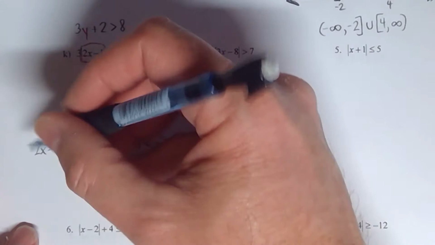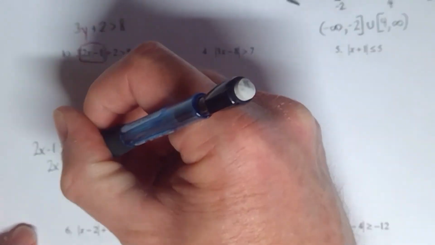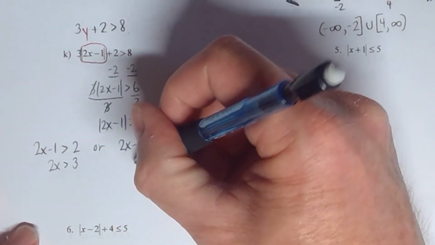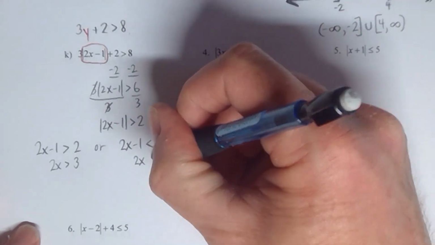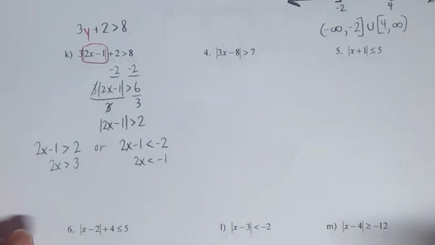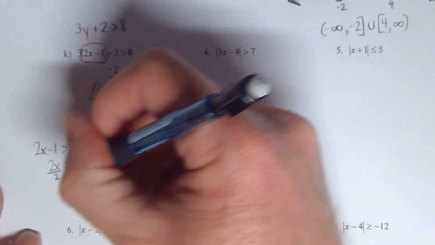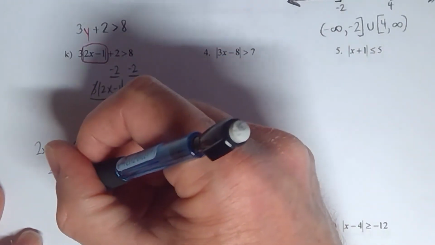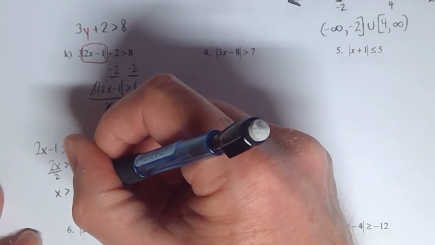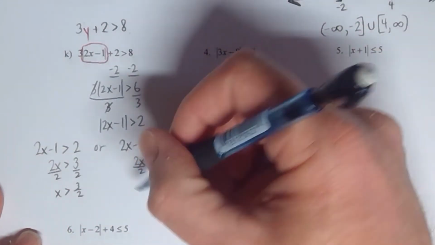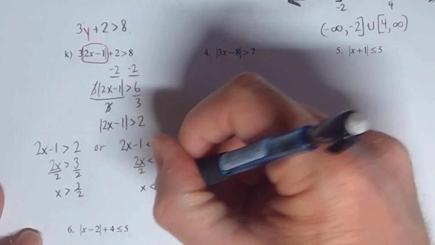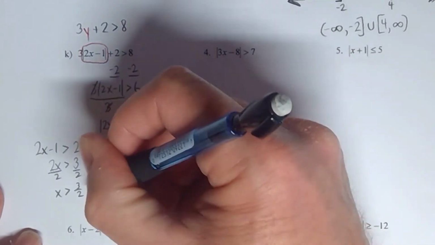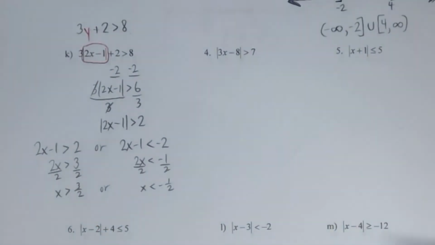And now that we've gotten rid of the bars, we now solve these inequalities like normal. I add the 1 over to the other side. It would look like that. And then on this side, it would look like this. I then divide out the 2. And I get what? I get x is greater than 3/2, and also x is less than -1/2.